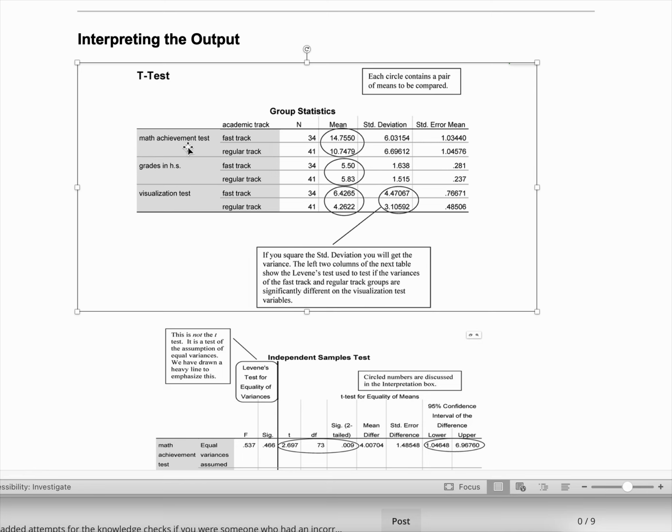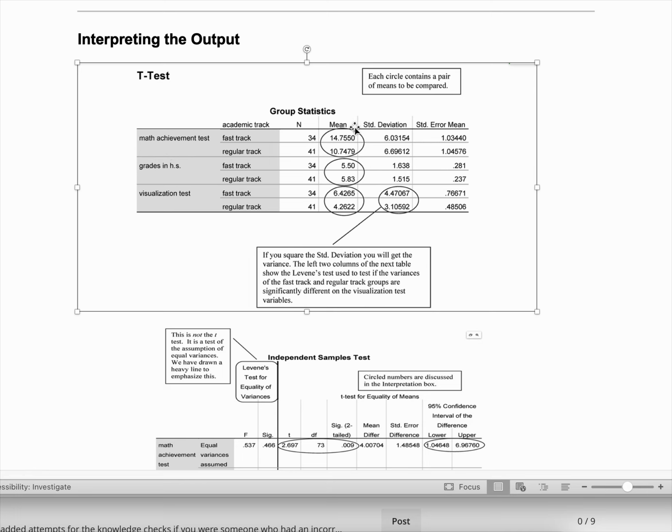So if I look at the mean for math achievement, the mean for the fast track is 14.7. The mean for the regular track is 10.7. If I'm looking at grades in high school, the mean for the fast track is 5.5. The mean for the regular track is 5.83.